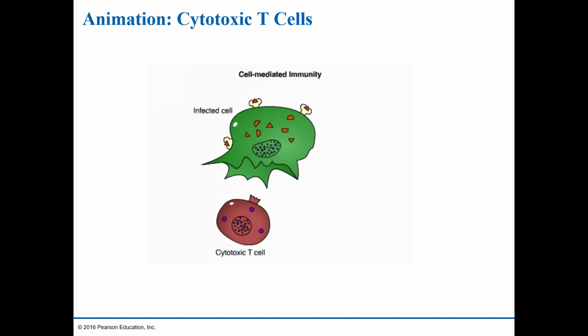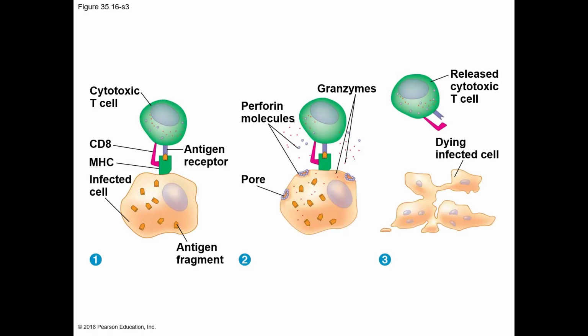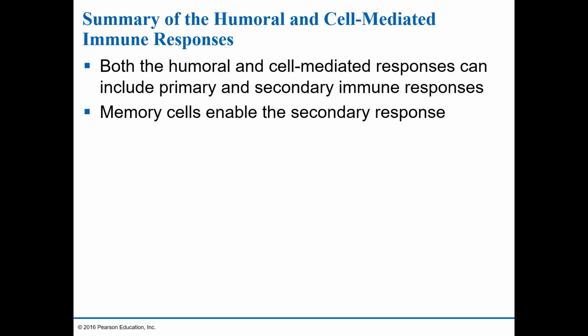Tumor cells are also removed from the body by cytotoxic T cells. In this way, cell-mediated immunity, carried out by cytotoxic T cells, destroys altered or infected body cells. Okay, so to summarize everything, both the humoral and the cell-mediated responses can include primary and secondary immune responses. Memory cells enable the secondary response.